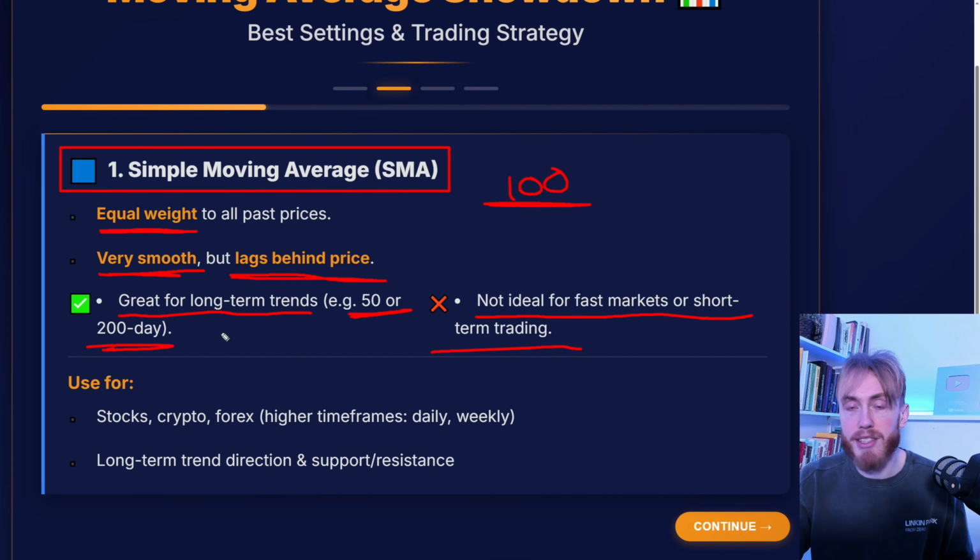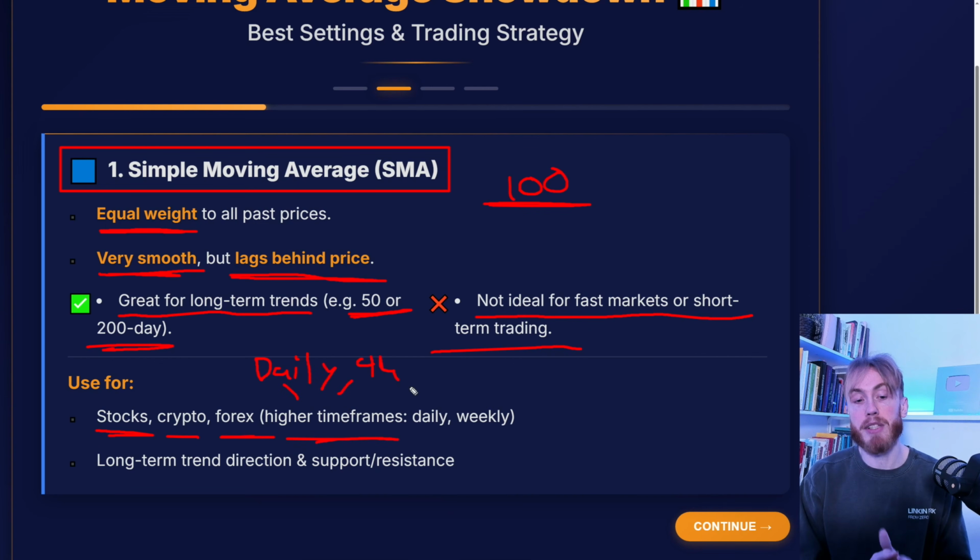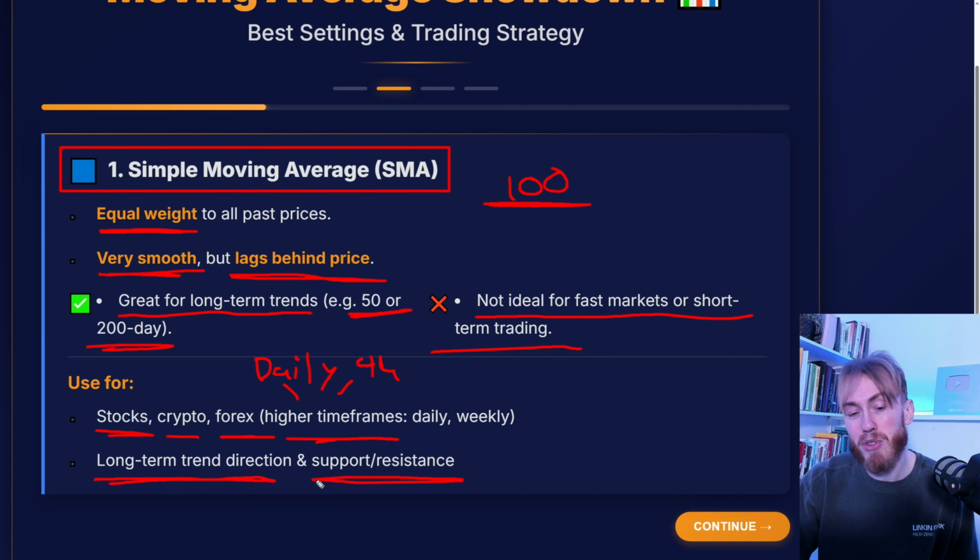But in which cases do you want to use the simple moving average? Well, it can be used for stocks, crypto, forex, but in general, it's more often used on the higher time frame. Think, for example, the daily time frame, or maybe the 4-hour time frame, and so on. Longer time frames in general, and it's mainly used for long-term trend direction. And some traders use it for support and resistance. I'm not a very big fan of using simple moving averages as support and resistance, but many traders do that.